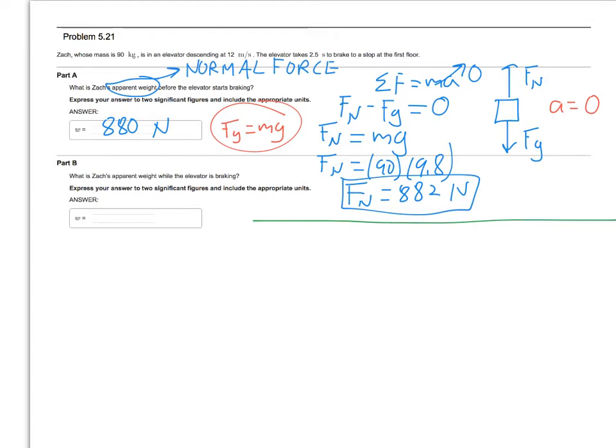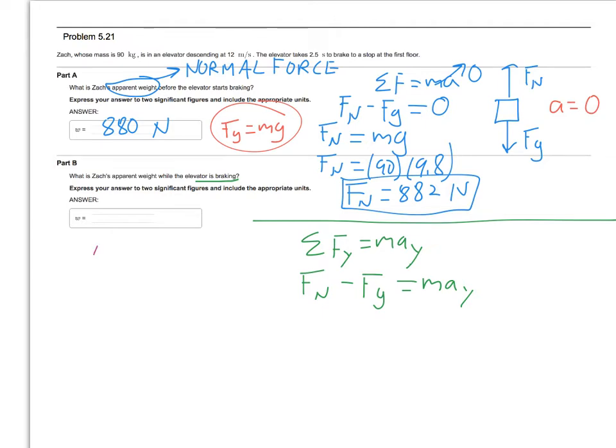For the second part, I'm going to start with the same equation, sum of the forces. In both cases, we've been doing sum of the forces in the y. I'm going to have Fn minus Fg. But in this case, I am going to have an acceleration because I'm thinking about this situation while the elevator is braking. Now, I don't know the value right away of that acceleration, but I can set it up using my kinematics equation.